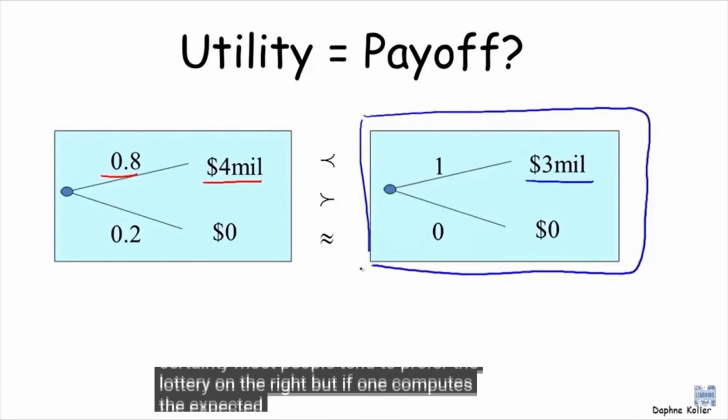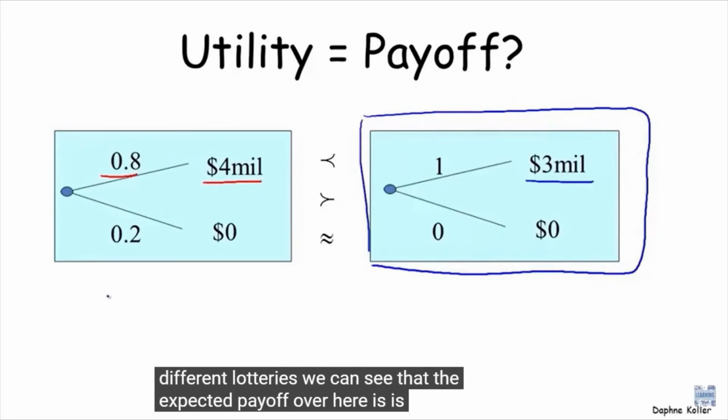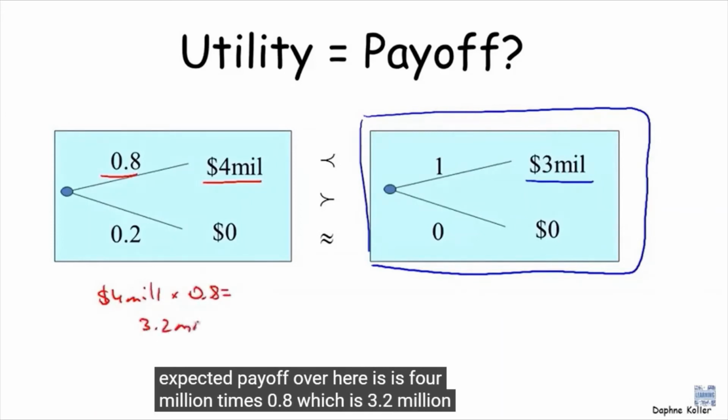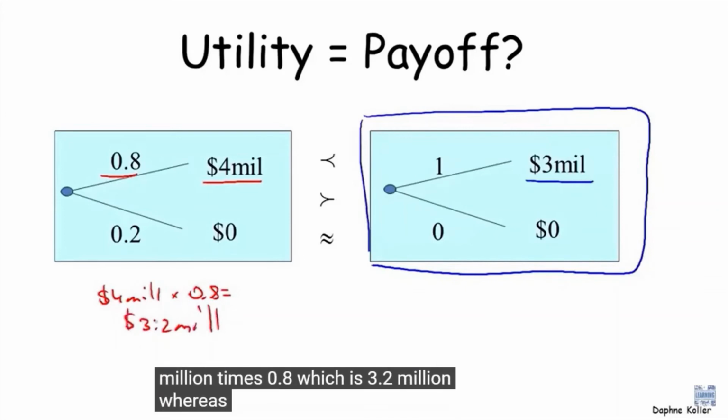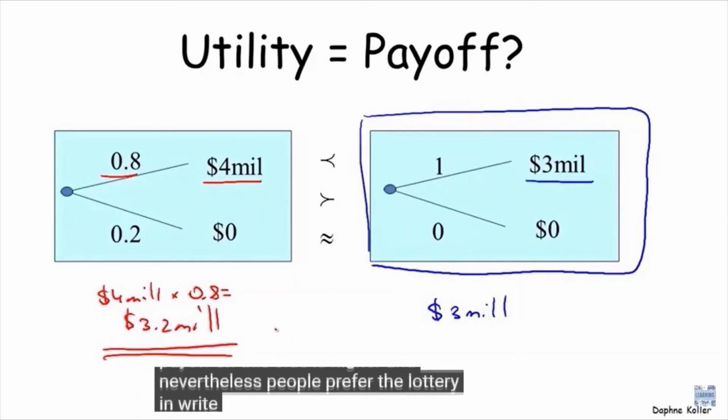But if one computes the expected payoff of these two different lotteries, we can see that the expected payoff over here is 4 million times 0.8, which is 3.2 million. Whereas on the right, we have an expected payoff of 3 million. So the expected payoff on this side is higher, and nevertheless, people prefer the lottery on the right.